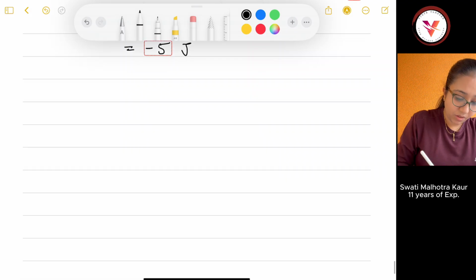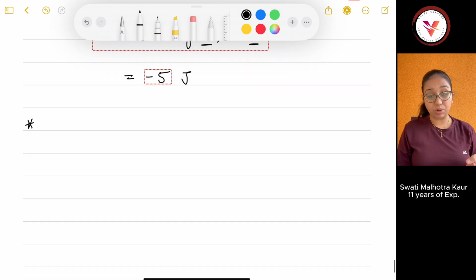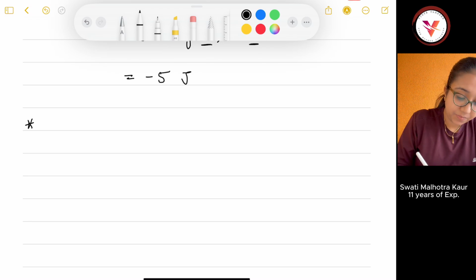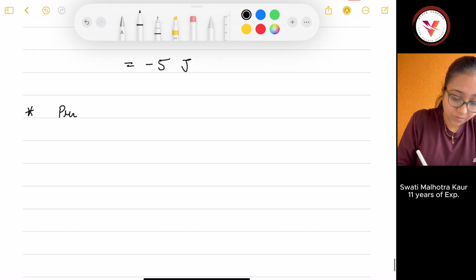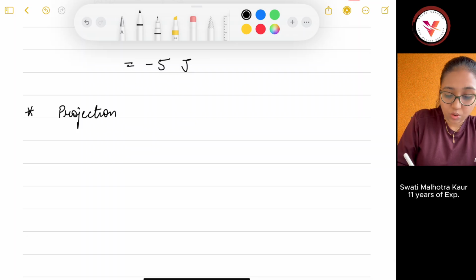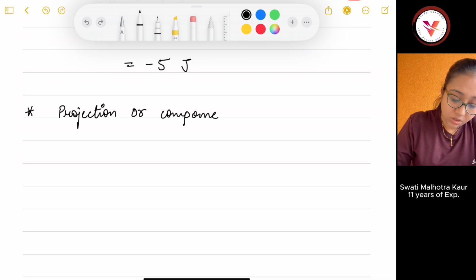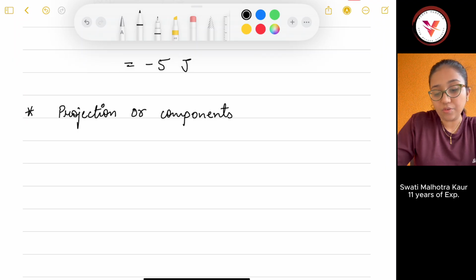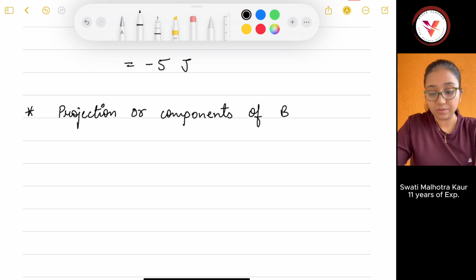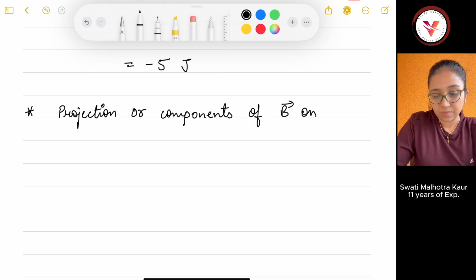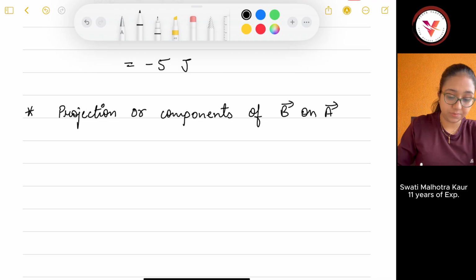So before we do some more numericals, let's understand one more concept on scalar product, that is the projection or components of one vector on another, or components of B vector, let's say, on A vector. Okay, so what does it mean?